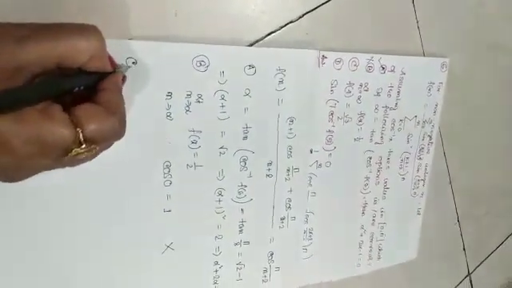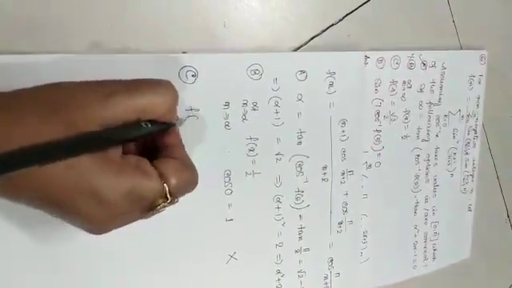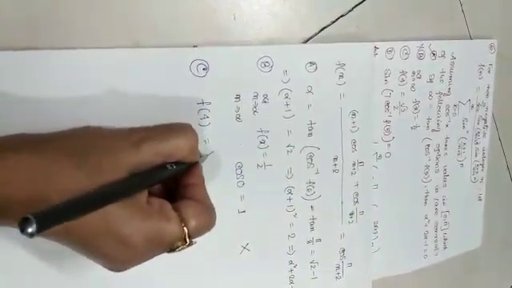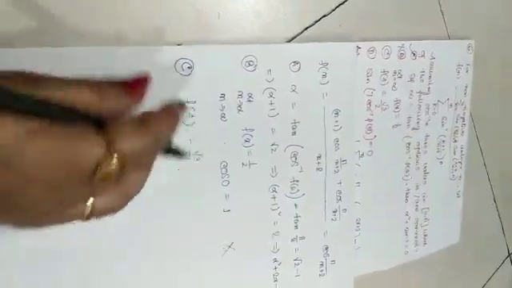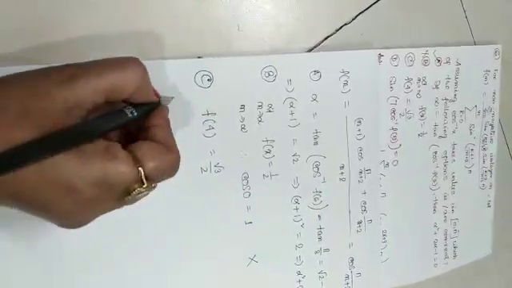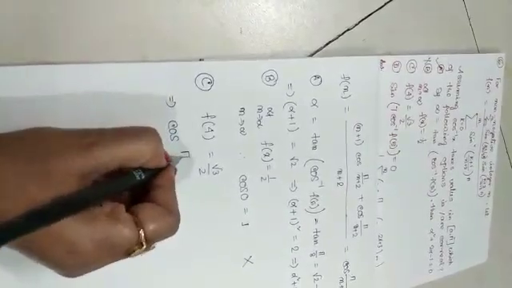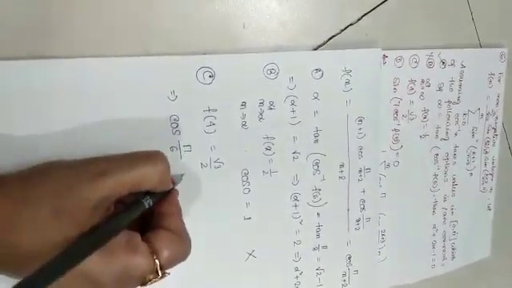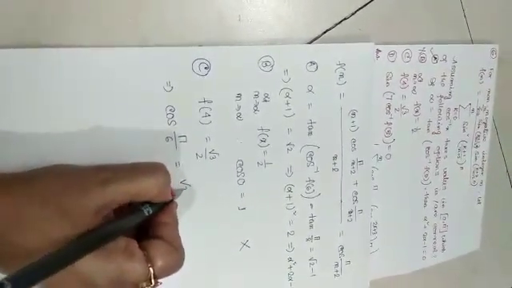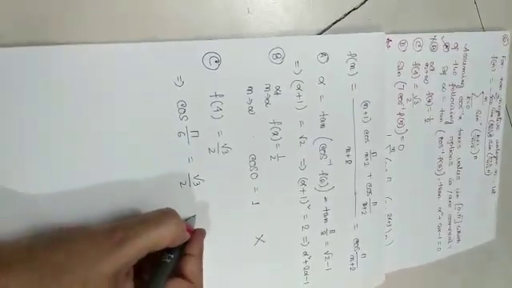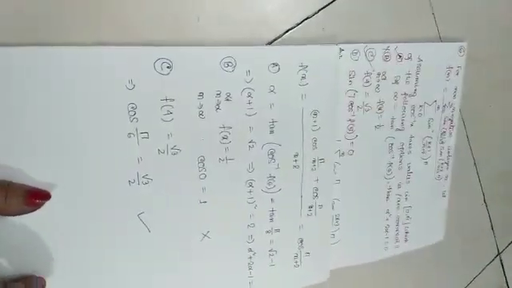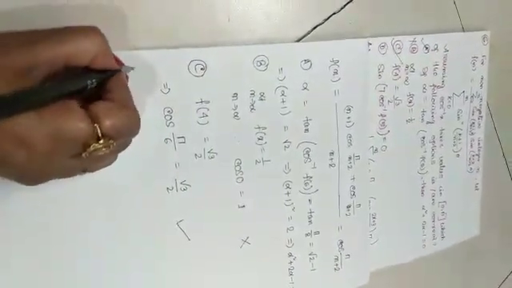Now option C. Option C: f of 4 is equal to root 3 by 2. F of 4 means f_n, therefore it becomes cos of pi by 6, and cos pi by 6 is equal to root 3 by 2. That is a correct option. Option C is correct.